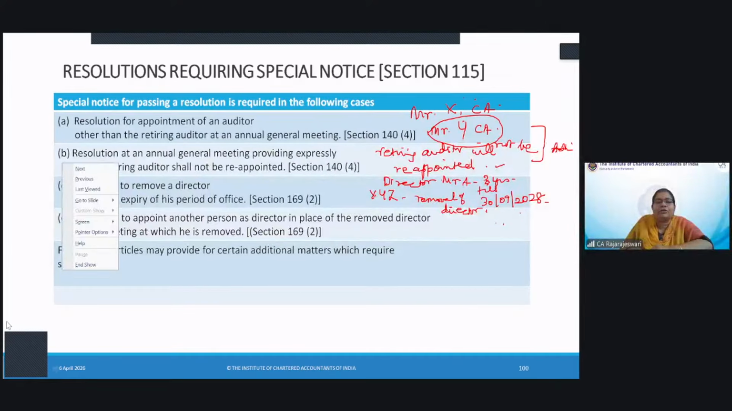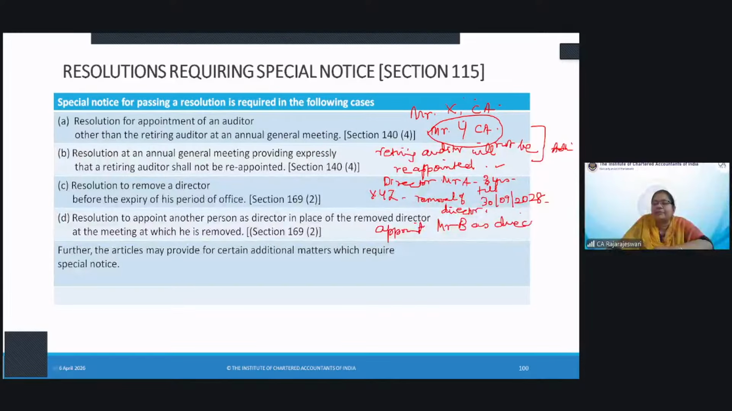Now, the company is passing a resolution to appoint another person as a director in the same meeting. So, for that also, you have to give the notice. So, you are going to appoint Mr. B in place of A. So the board is only removing the director, so it has to give a notice to the shareholders why it is doing so.